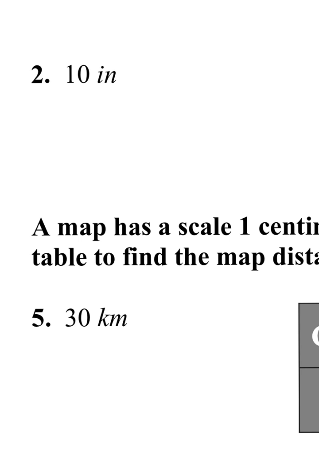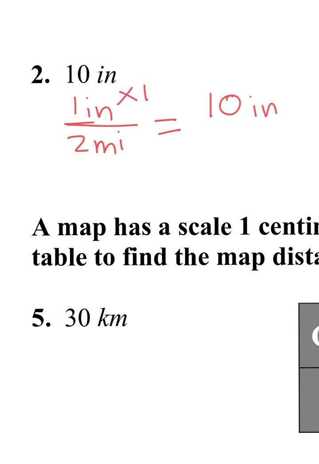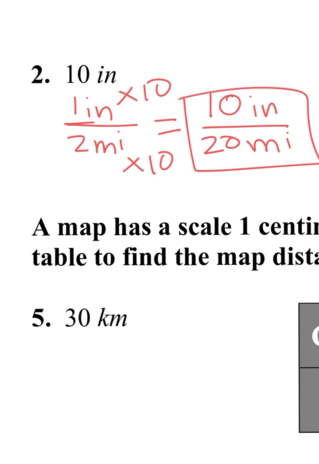The map scale in this case is 1 inch to 2 miles. What are we going up by a factor of? They want us to convert that to 10 inches. What do we multiply 1 by to get 10? We multiply it by 10. Whatever we do to the top, we also have to do to the bottom. So we multiply the denominator by 10, and 2 miles times 10 is 20 miles. That's how you convert from the map distance to the actual distance.